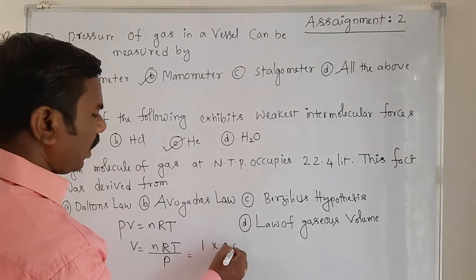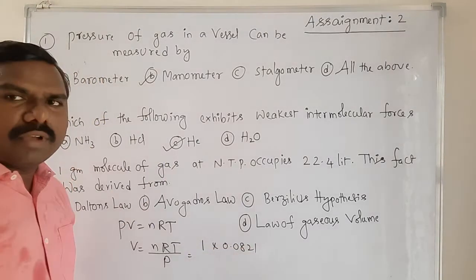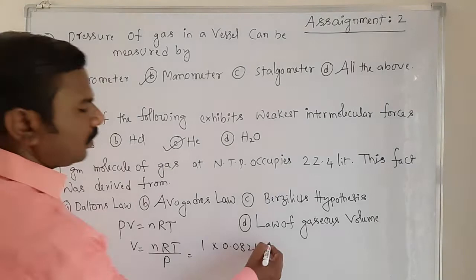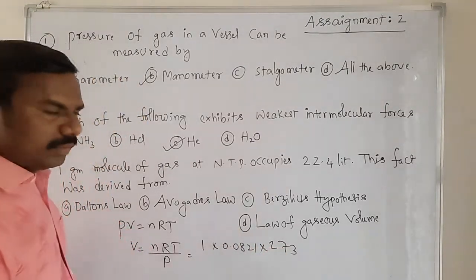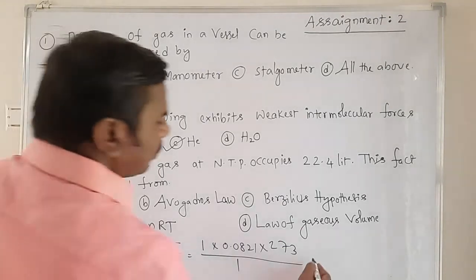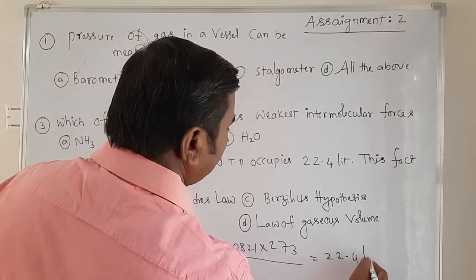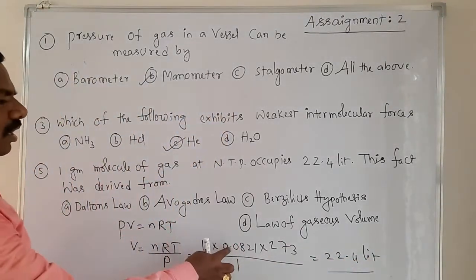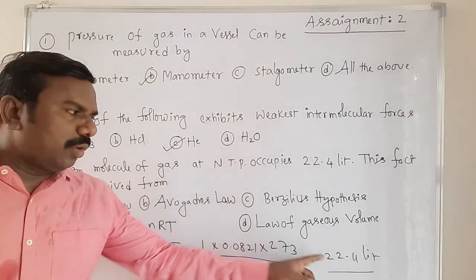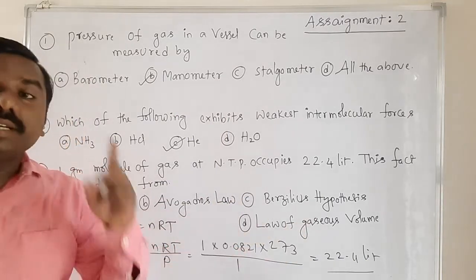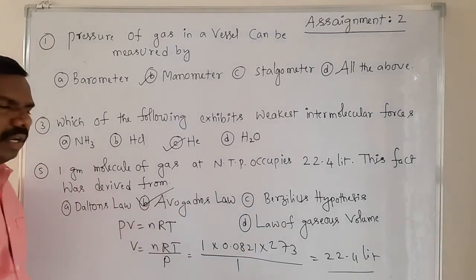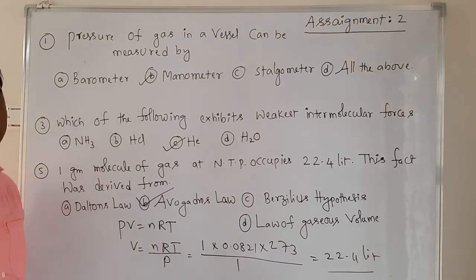R is 0.0821, the gas constant. Temperature 273 Kelvin, pressure is 1 atm. When you solve this, you get 22.4 liters. All these conditions are at NTP, and it occupies 22.4 liters as per Avogadro's hypothesis. So hence the right option is option B, correct.